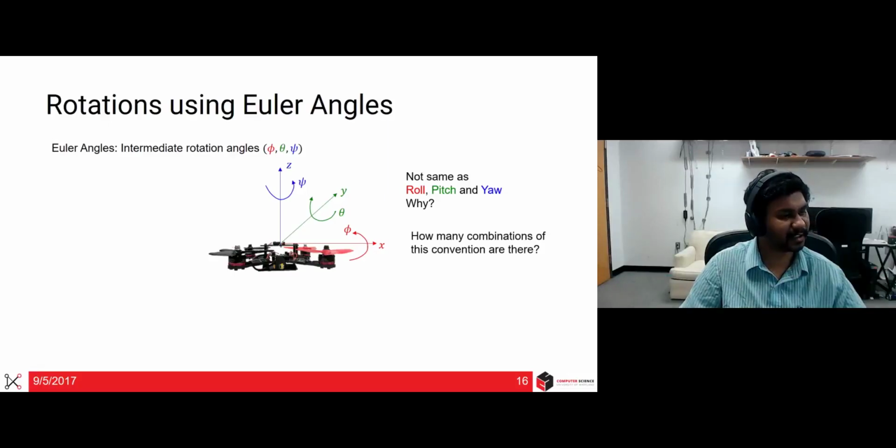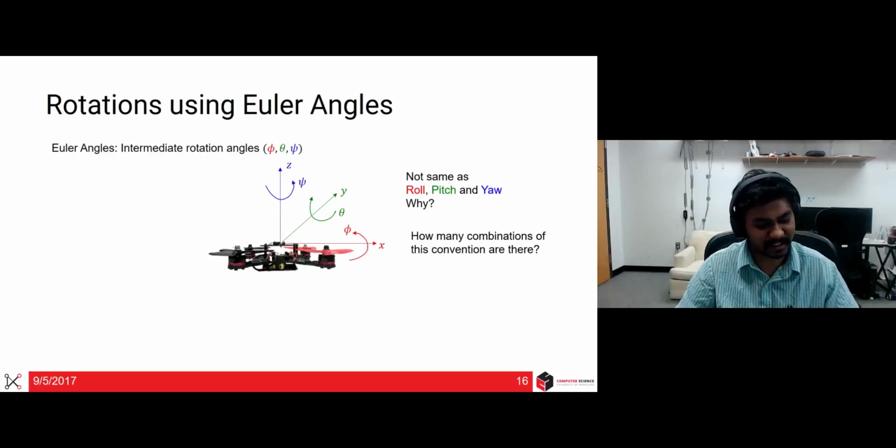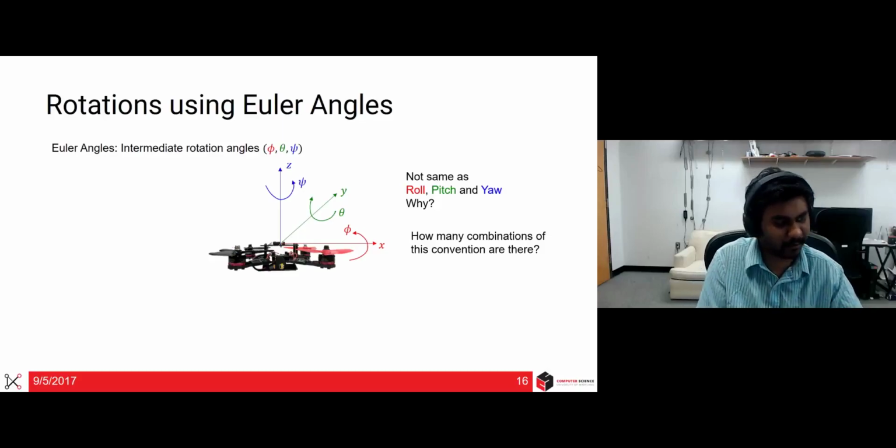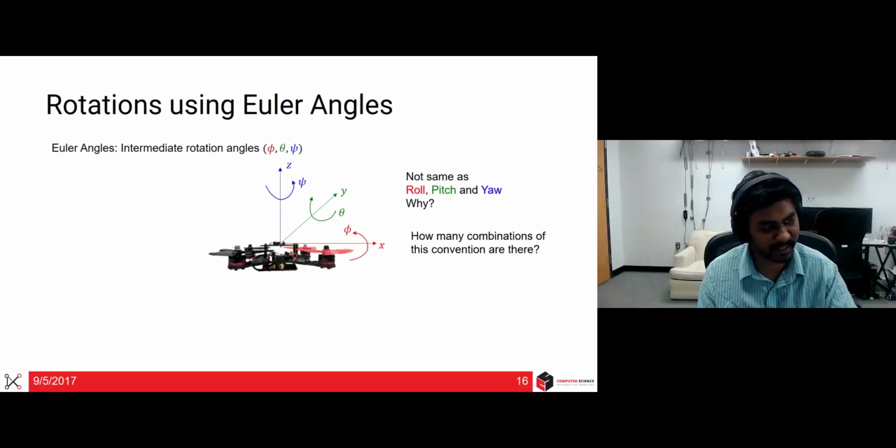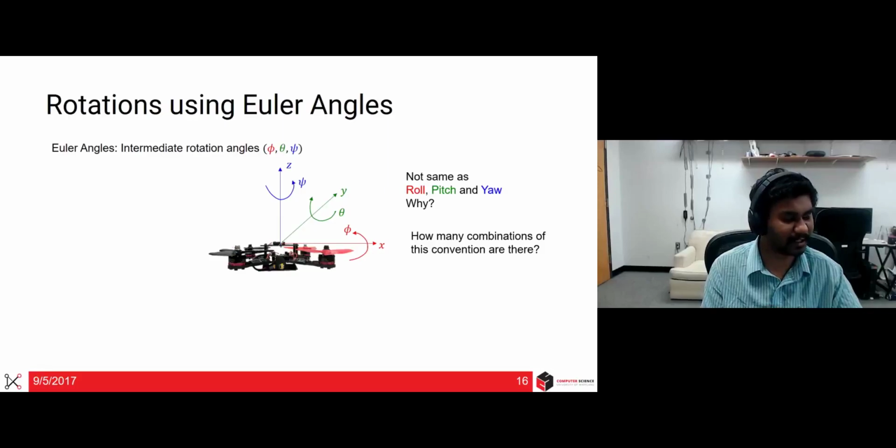How many combinations of a convention like this, which represents intermediate rotation angles, are there? Think about it for a minute. The answer is 12. It's not all combinations of angles because any successive rotations about the same axis would basically add up or subtract, and it would just be one transformation. So you cannot have a transformation which is x, x, y, but you can have a transformation which is x, y, x. So that's what this is talking about.